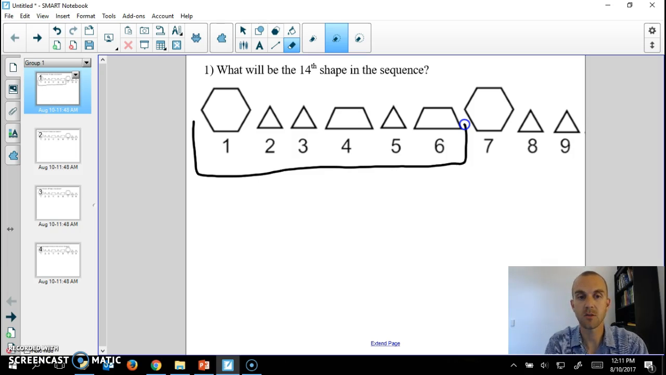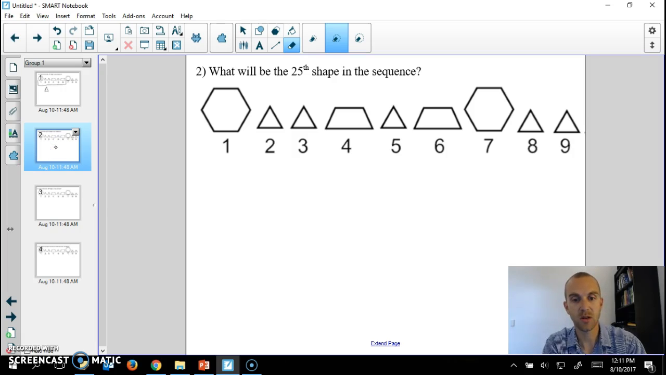So one thing I could do if I wanted to figure out the 14th is I could literally count 1, 2, 3, 4, 5, 6, 7, 8, 9, 10, 11, 12, 13, 14, and realize the 14th shape is a triangle.